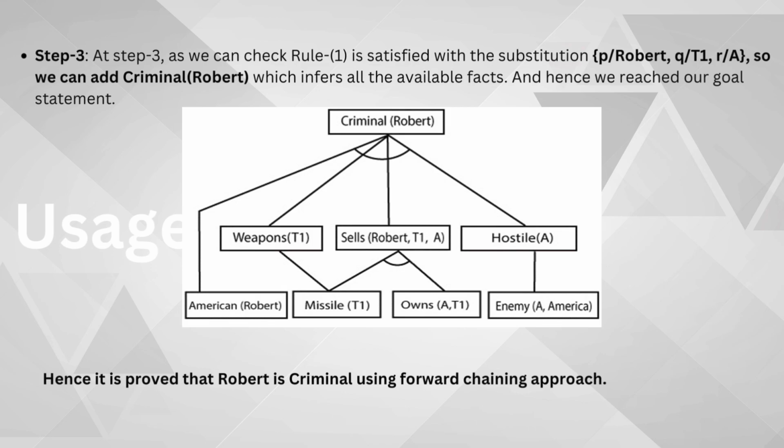So, breaking it down step by step, we know that Robert is an American, we know that T1 is a missile, T1 is a weapon, we know that Robert sold missile T1 to country A, and we know that country A is hostile. By plugging in these facts, we fulfill all the conditions of rule 1. As a result, we confidently add the conclusion that Robert is a criminal. This example demonstrates the power of the forward chaining approach in drawing new conclusions from existing information.